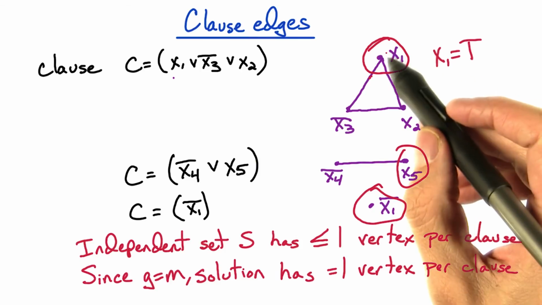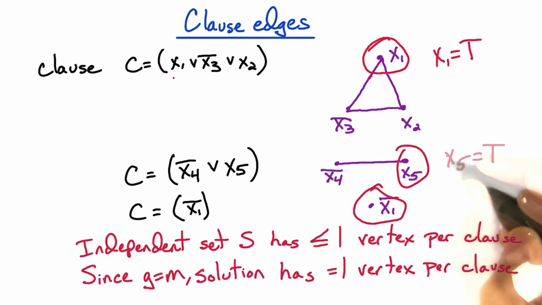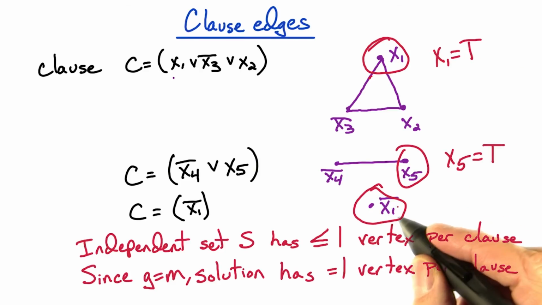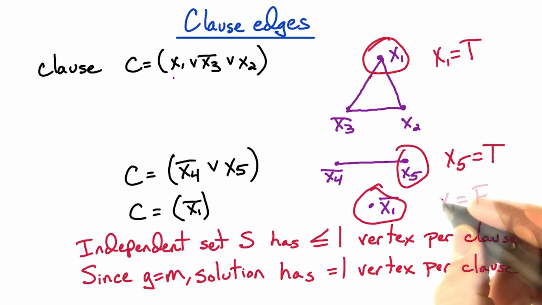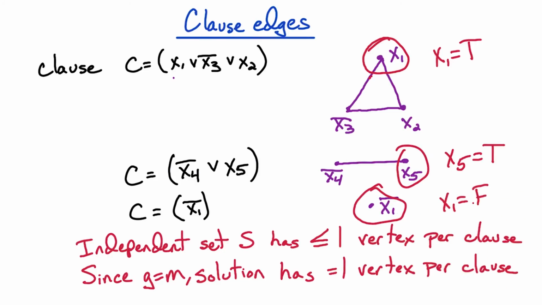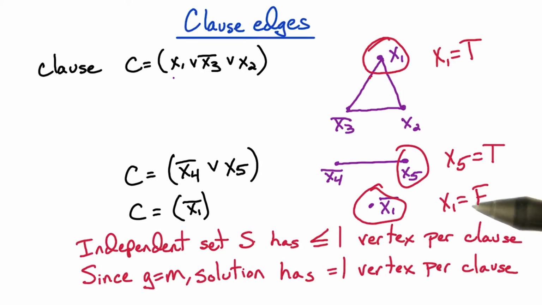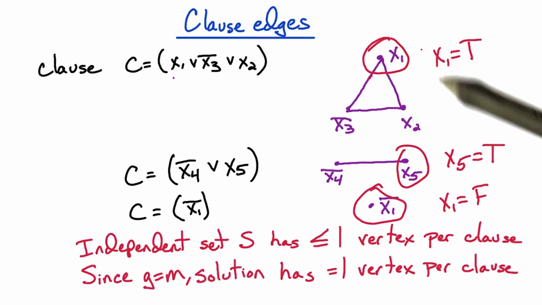So to satisfy this literal, I set x1 to be true. For this literal, I set x5 to be true. For this literal, I want to set x1 bar to be satisfied, which means I set x1 to be false. Now I have a contradiction. This is not a valid assignment because I'm setting x1 to be true and I'm setting x1 to be false. So I want to ensure that my independent sets correspond to valid assignments. I never try to set a variable to true and to false.